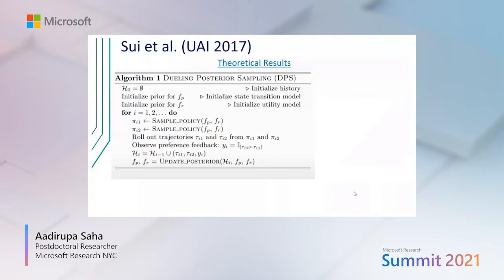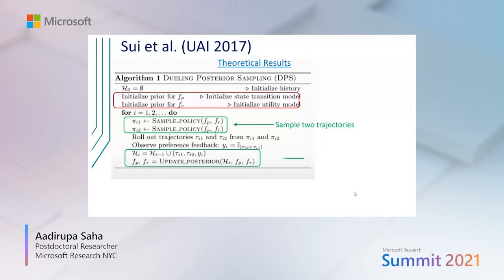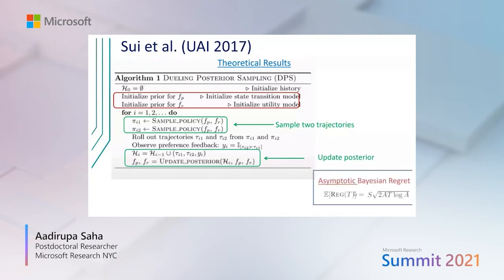Their algorithm is called dueling posterior sampling. The overall idea is they maintain an initial prior distribution over the transition dynamics and the utility model. Every time they sample two trajectories from this prior distribution, assuming those are the true distribution, and they receive trajectory feedback indicating which trajectory is preferred over the other, and they update the posterior of this transition model and the utility model. This goes on round after round, and they give a guarantee of square root T, though this is not a finite time regret guarantee. This is an asymptotic regret guarantee, and this is also for the Bayes regret.